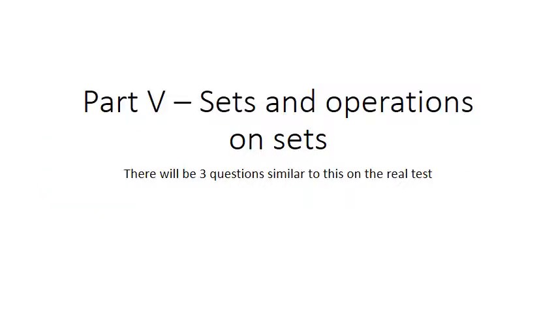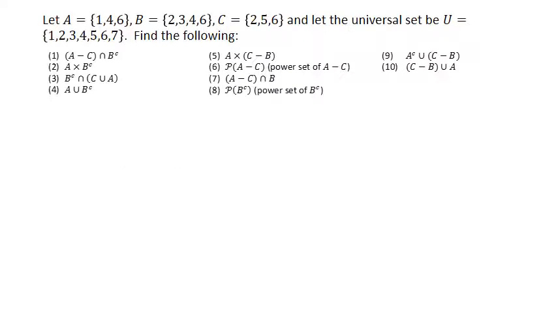All right, so part 5, sets and operations on sets, and there will be 3 questions from this section. Okay, so here we have A is {1, 4, 6}, B is {2, 3, 4, 6}, C is {2, 5, 6}, and then we have the universal set, which is all numbers from 1 to 7, and we just have a bunch of different things that we need to find here. So let's just go ahead and do these.